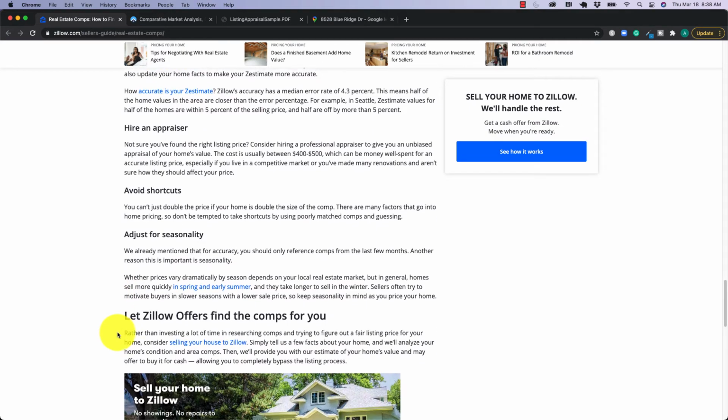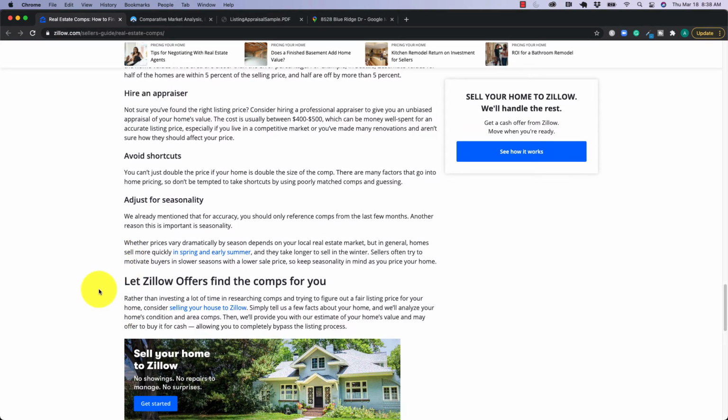They say other ways you could do it is to hire an appraiser, but the work it takes to do this doesn't justify the amount that you would spend. I think looking at comparables, you could probably get through it within an hour, hour and a half, and you don't need to hire someone to do that.